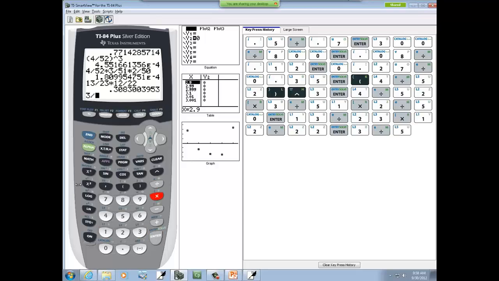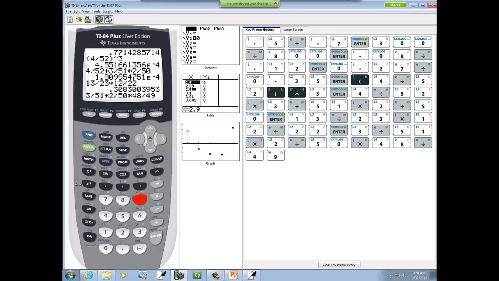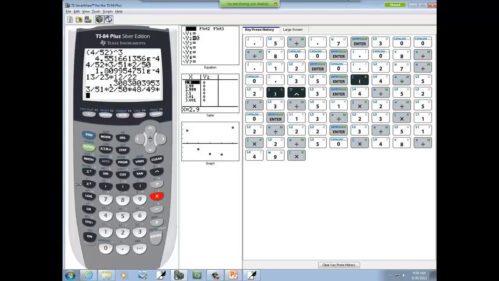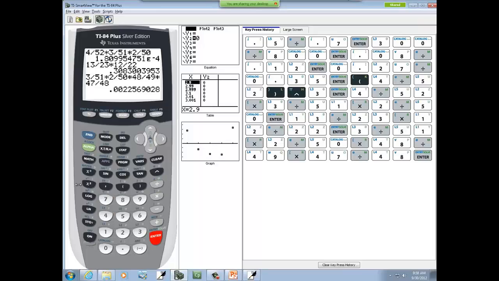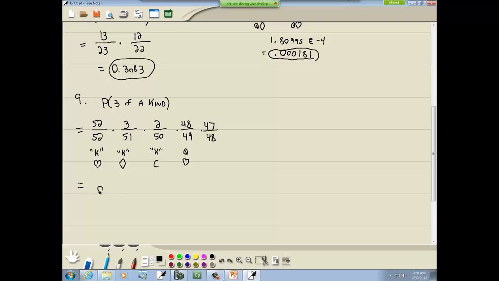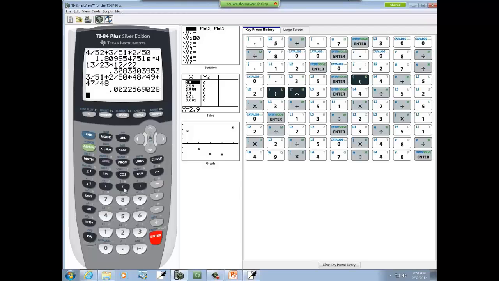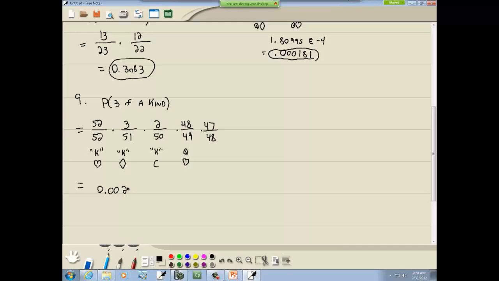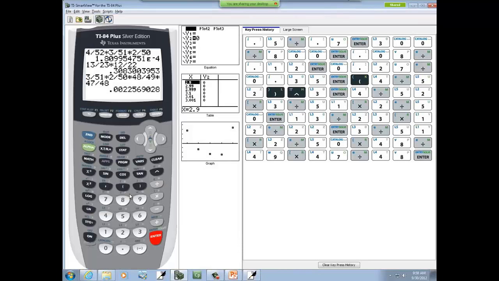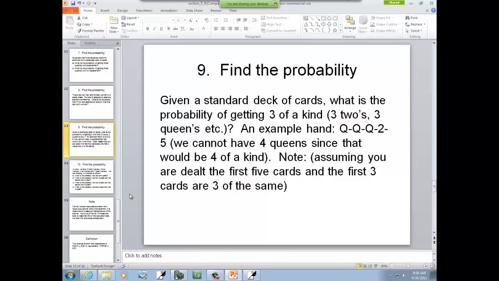Three out of 51 times 2 out of 50 times 48 out of 49 times 47 out of 48. And we get 0.0023, rounding to 4 decimal places.